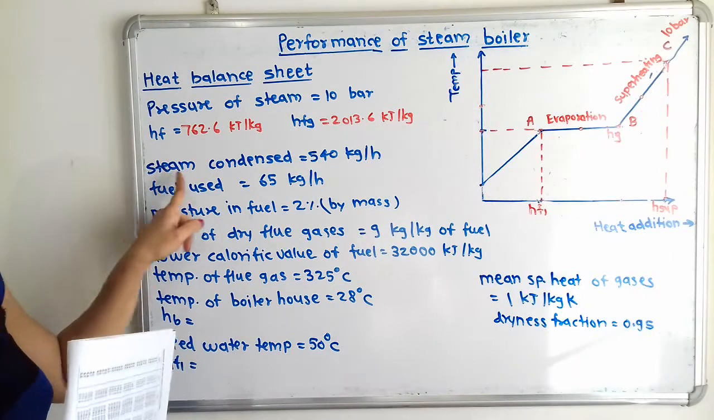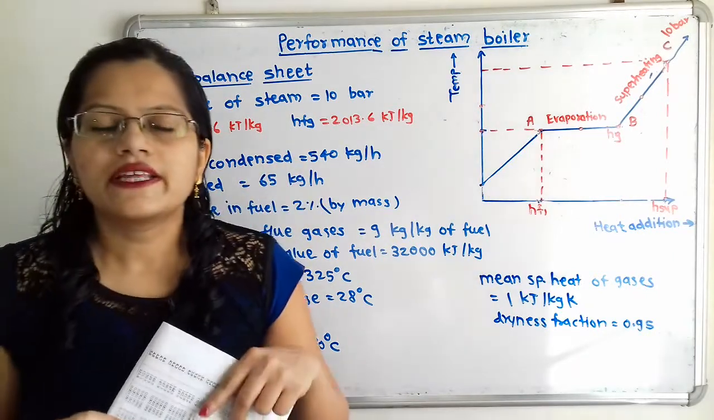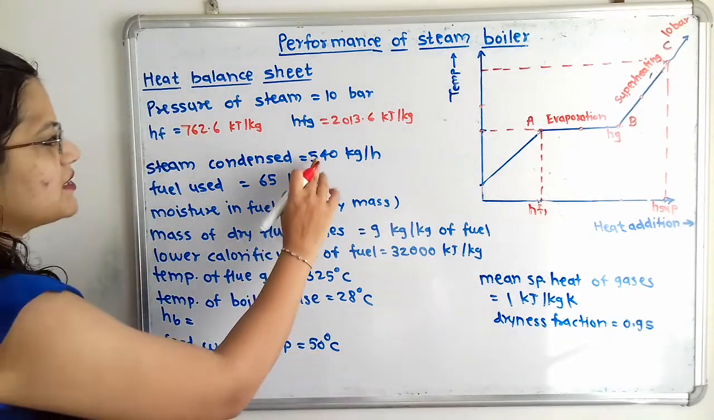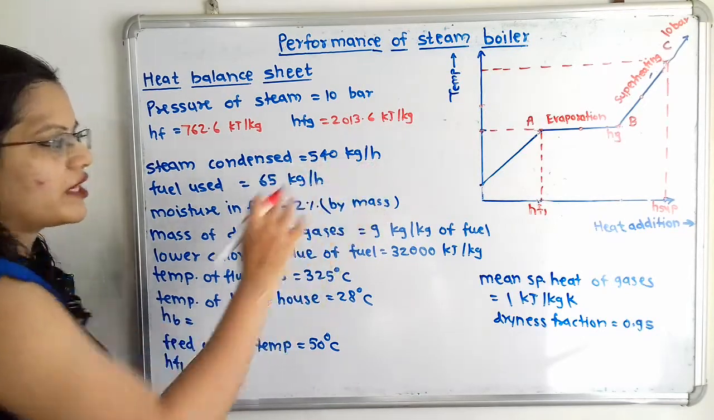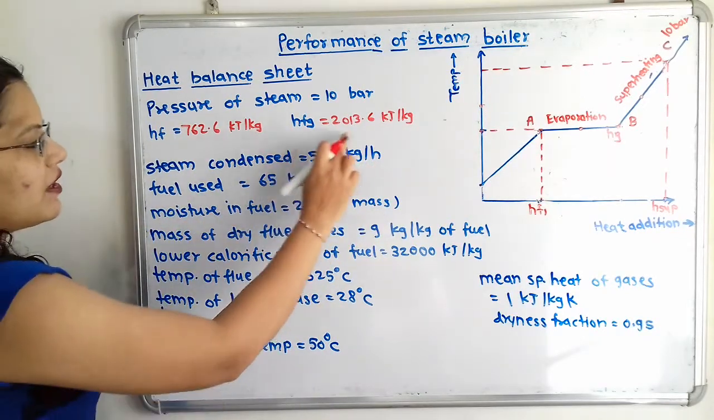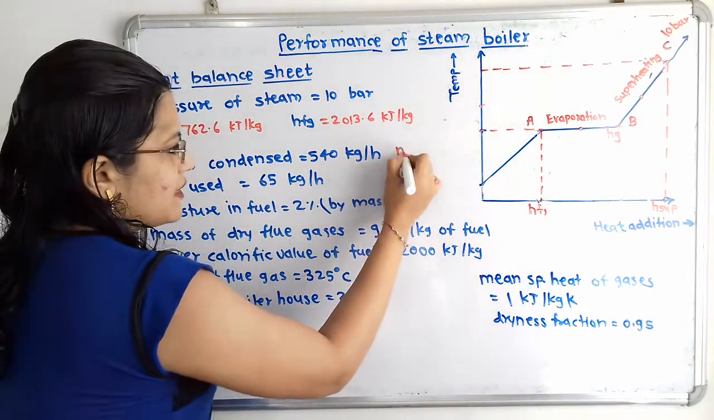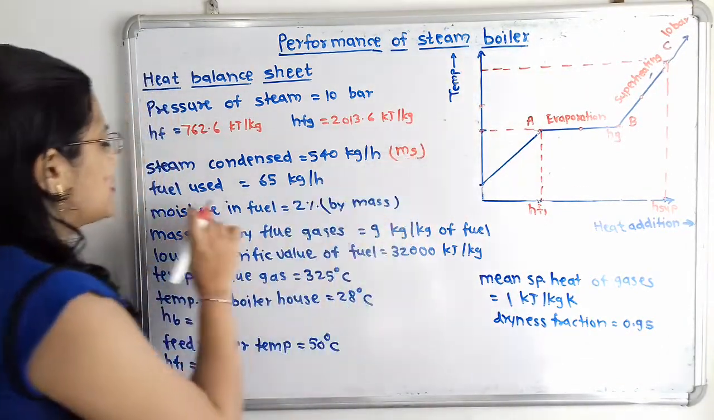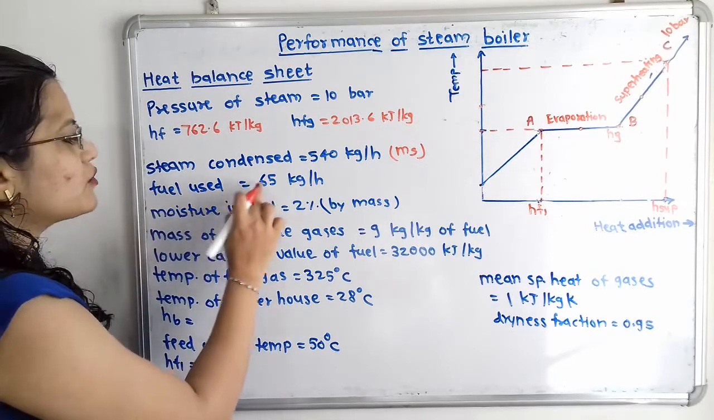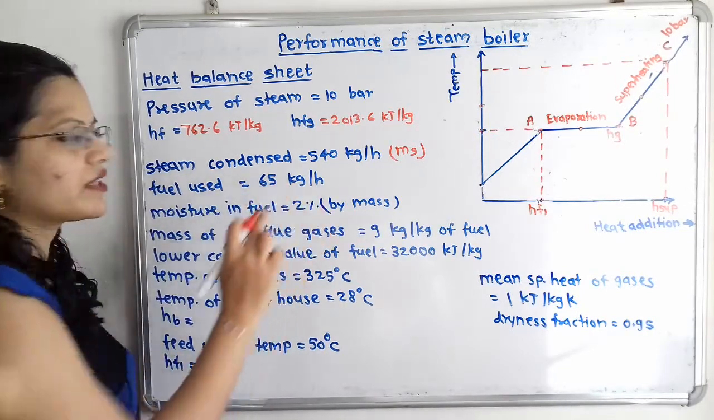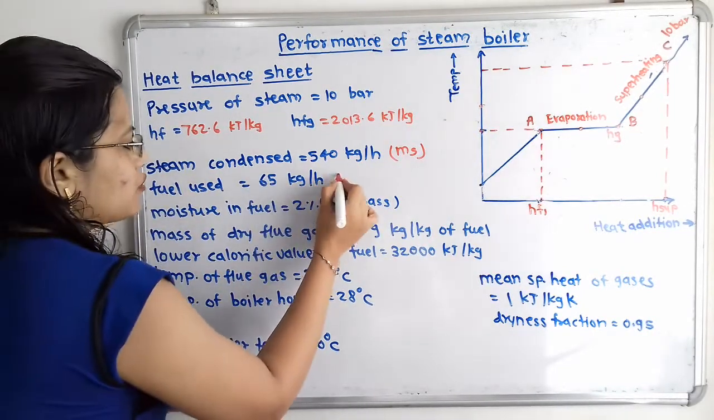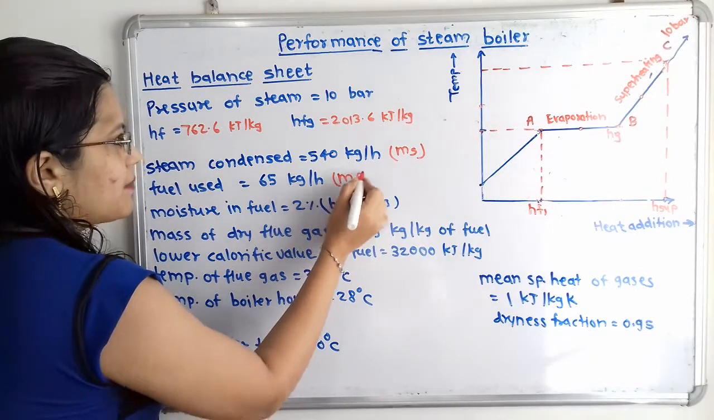Now next is steam condensed. So here the mass of steam condensed is given as 540 kilogram per hour. That is, in 1 hour steam condensed is 540 kilogram. So we will say Ms. Then fuel used. So fuel used is given as 65 kilogram per hour. That is the mass of fuel given. So we will say Mf.